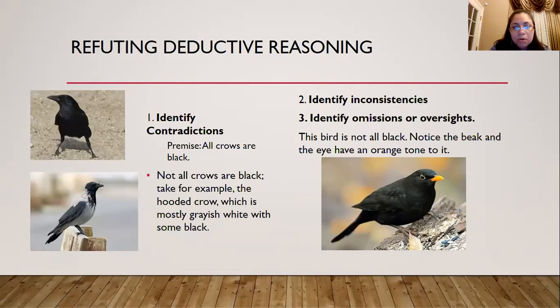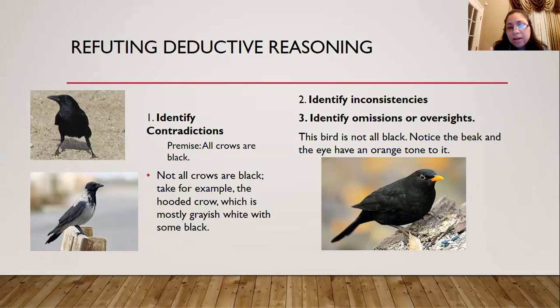So all crows are black. And here we have an actual crow that is not black. This is the hooded crow, which is mostly grayish white with some black. Okay, so there is already one contradiction happening. Not all crows are black.